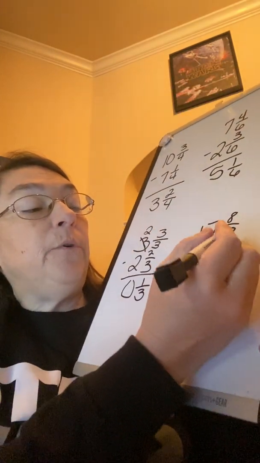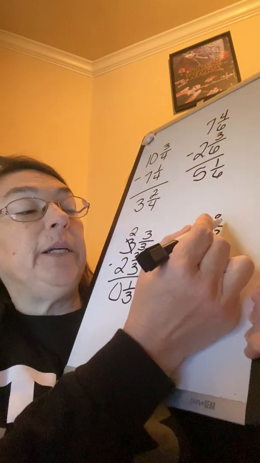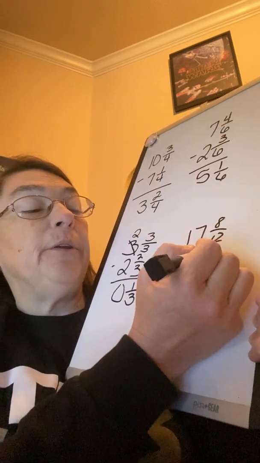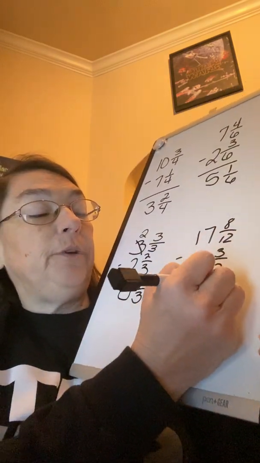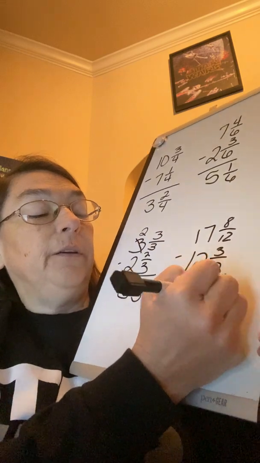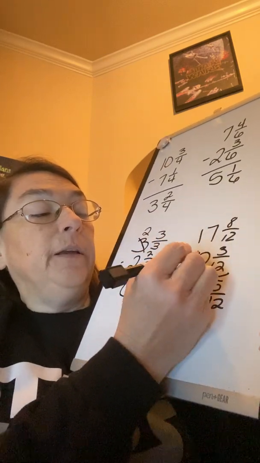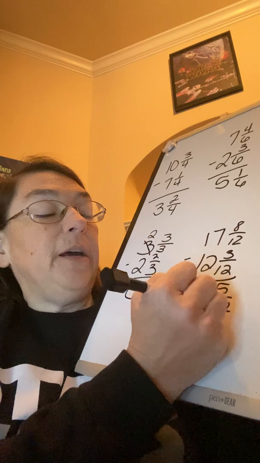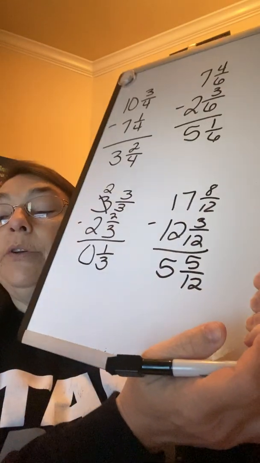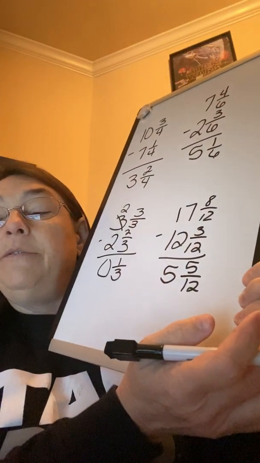All right, number 4. Simple subtraction because our numerator is bigger on the top. So 8 minus 3 is 5 over 12. 7 minus 2 is 5. 1 minus 1 is 0. So 5 and 5/12.